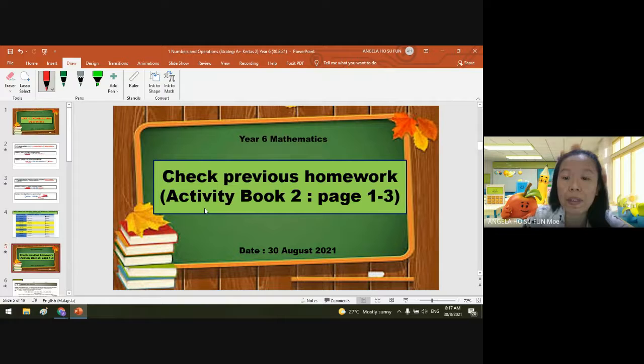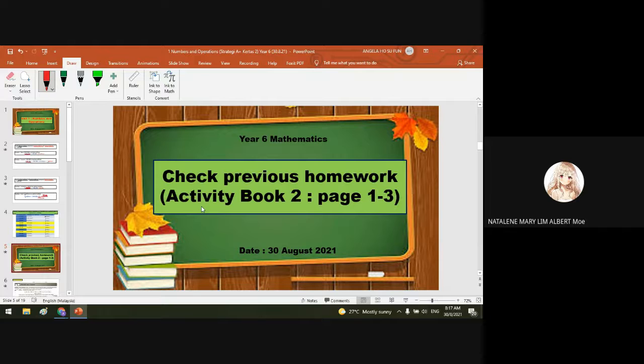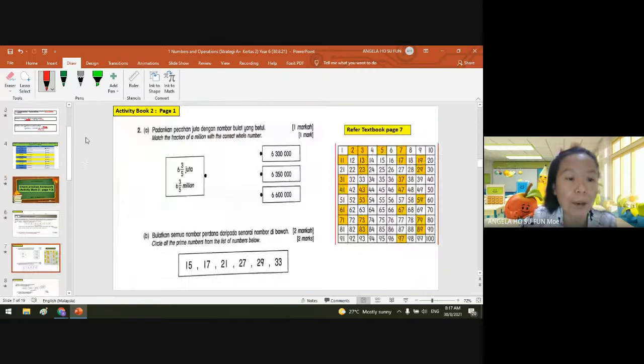Now everybody, are you ready with your activity book? Actually, it's not your activity book, it's your Strategy A. Are you ready with your Strategy A book, book 2? Yes, teacher. Very good.